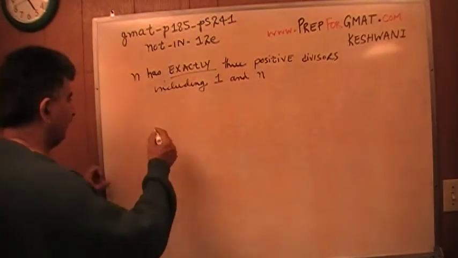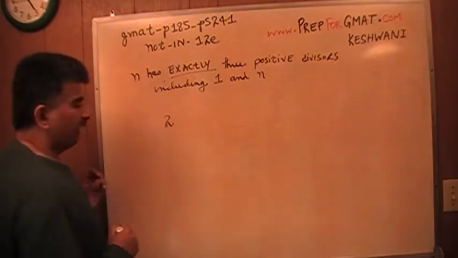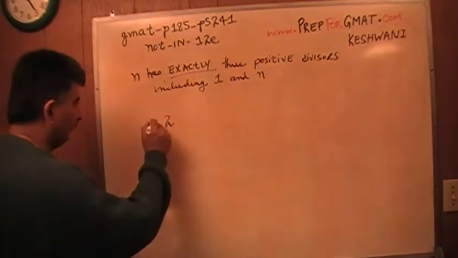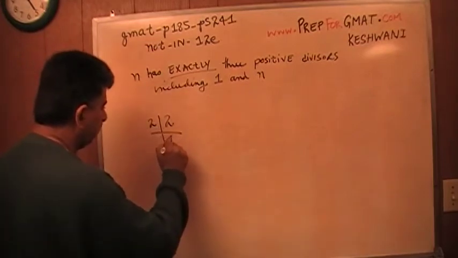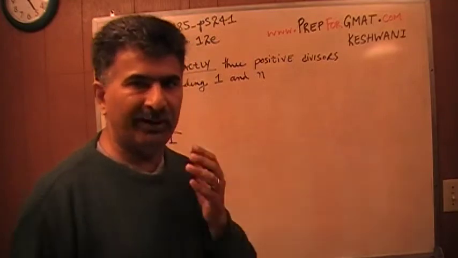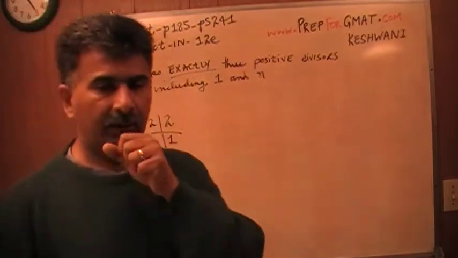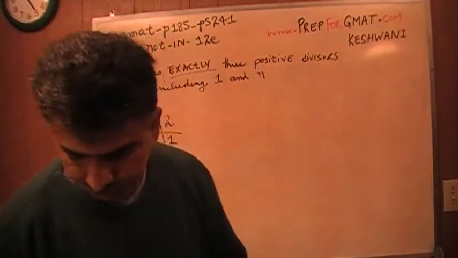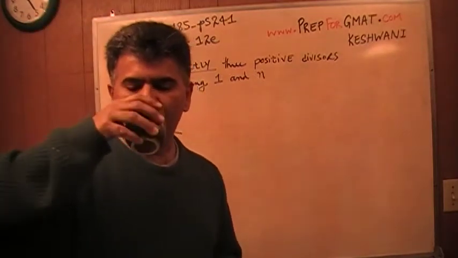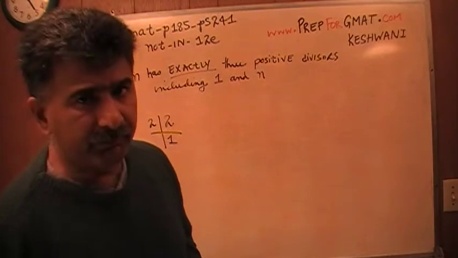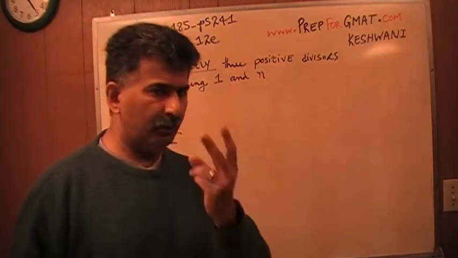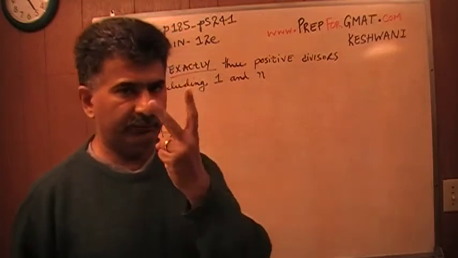So let's find out. For example, 2, how many divisors does 2 have? 2 has only 2 divisors, itself and 1, that's it. That's why 2 is a prime number. That is the definition of a prime number. A prime number is a number that goes only into itself and 1. It only has 2 divisors.